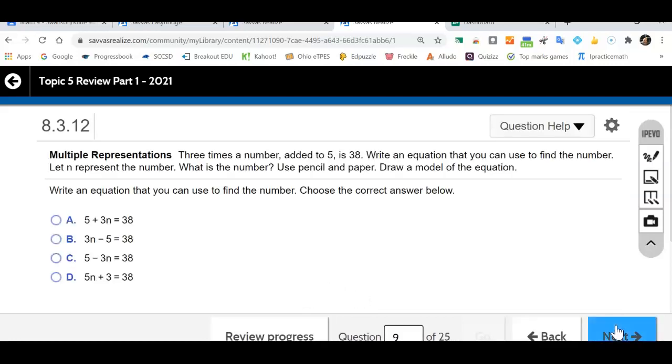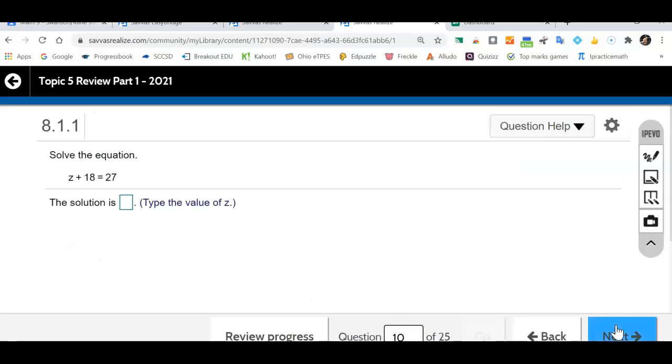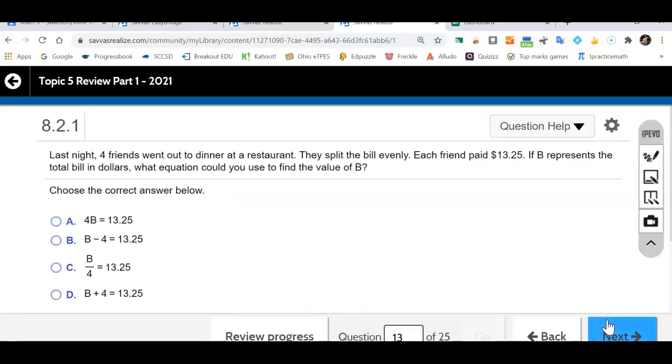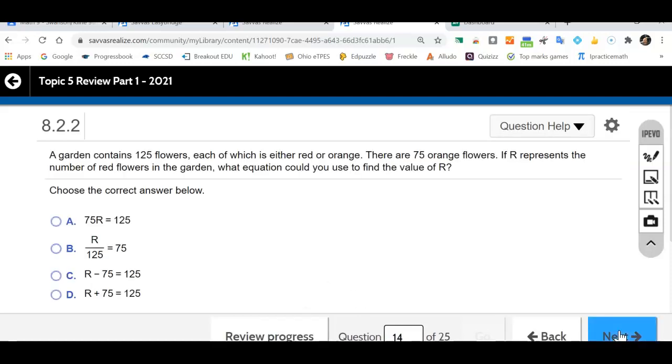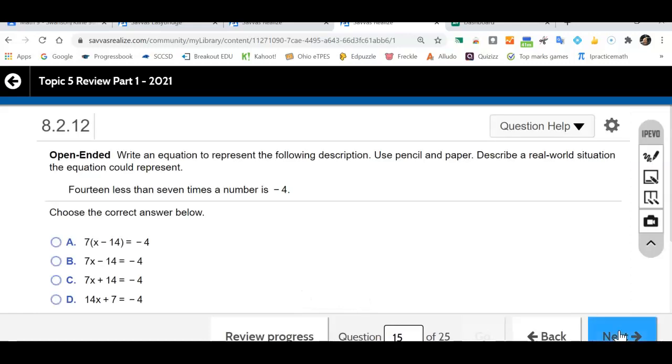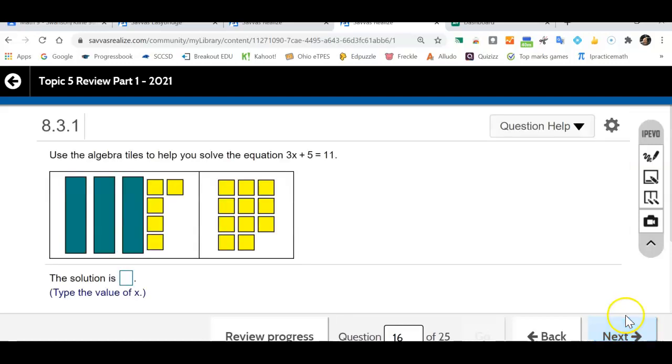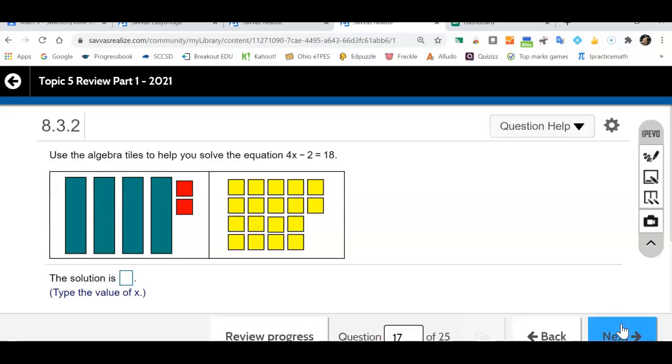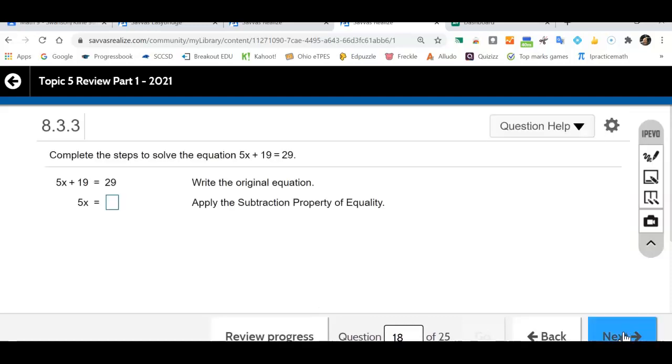It's writing a two-step, solving a one-step, solving division, writing. Well, what happened to that one question? There was one in here I definitely wanted to show you.